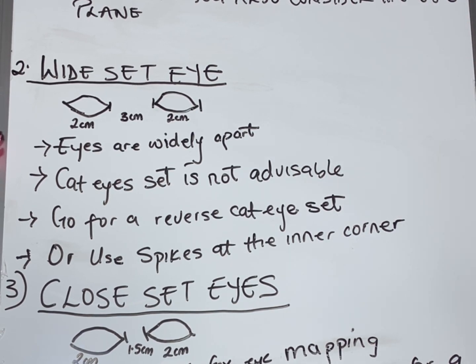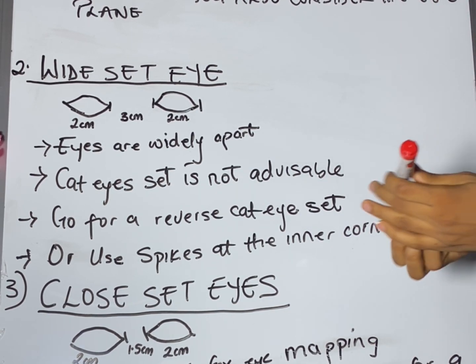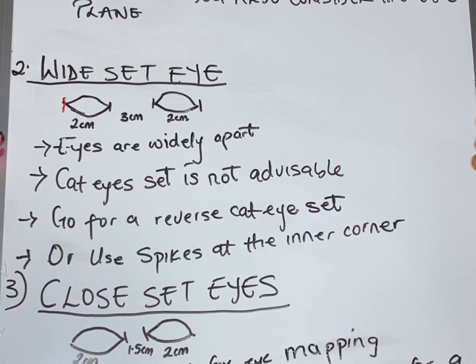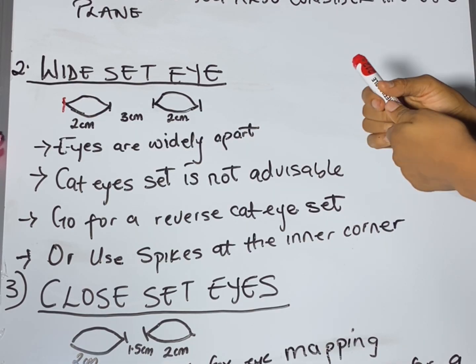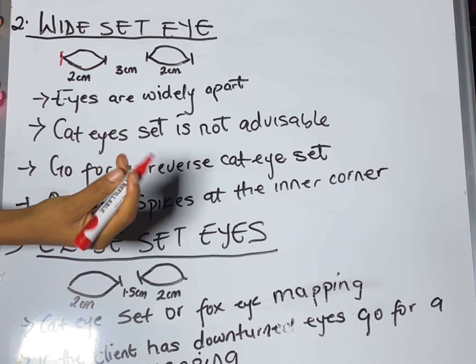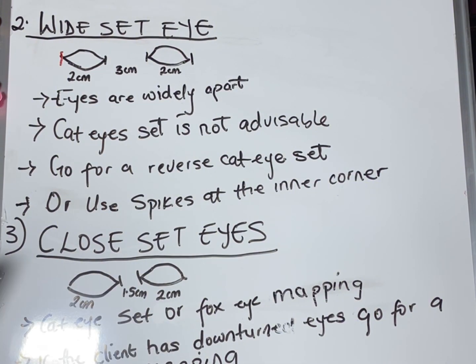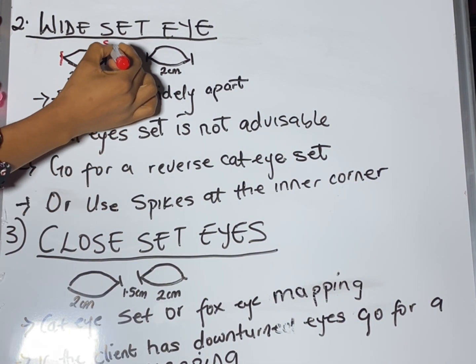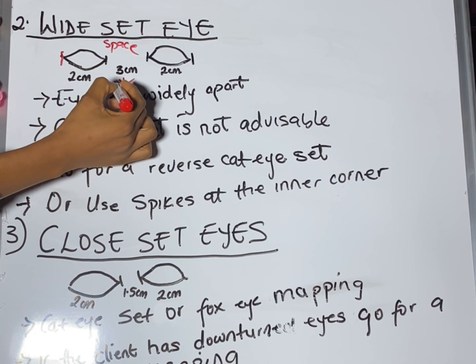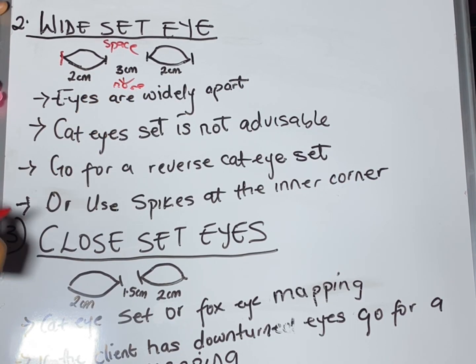Wide set eyes are very complex eyes to map, and you have to look at these features. Some clients come with their eye sockets, their eyes, widely apart from each other. That means we have the first eye socket and the second eye socket. Then this is the space in between, where the nose is. So first of all, we'll consider the distance, right?